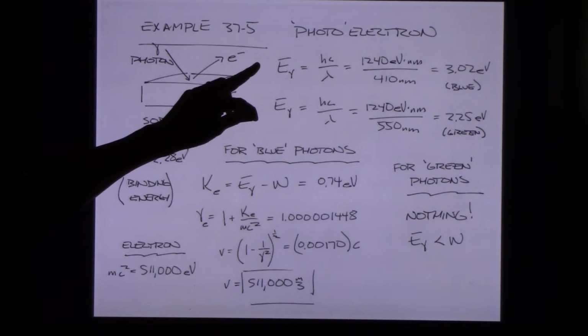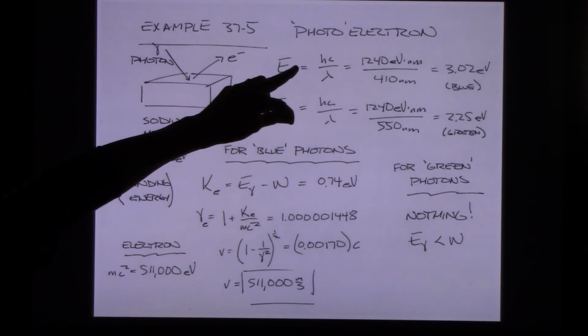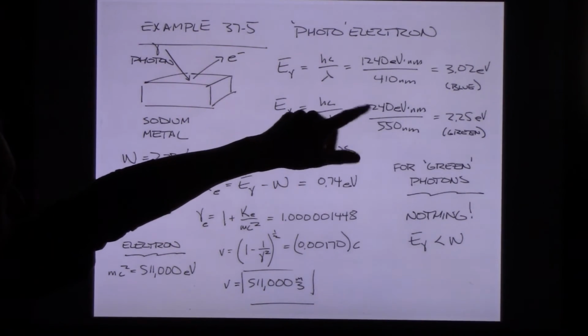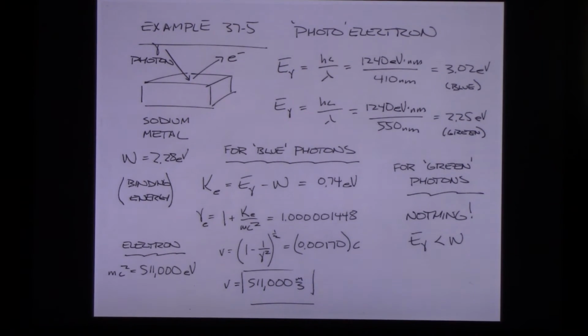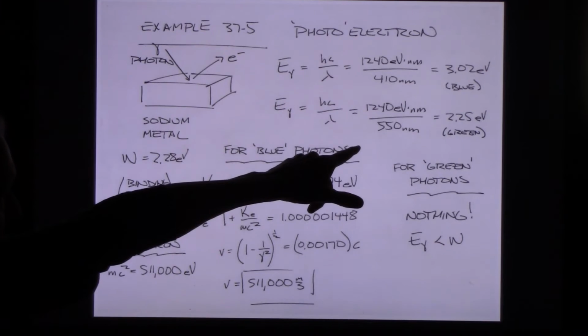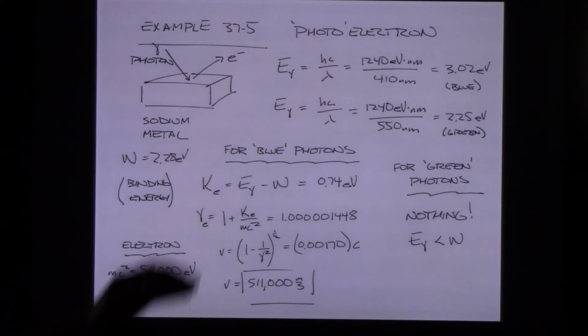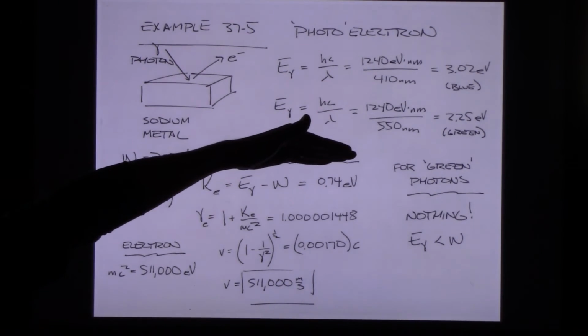Now, the energies of these photons coming in can be calculated using hc over lambda. And for the blue light, that's 3.02 eV. And for the green light, which they gave us, 550 nanometers, that worked out to be 2.25. So those blue photons have more energy than the green.